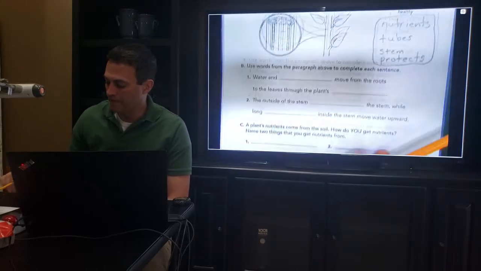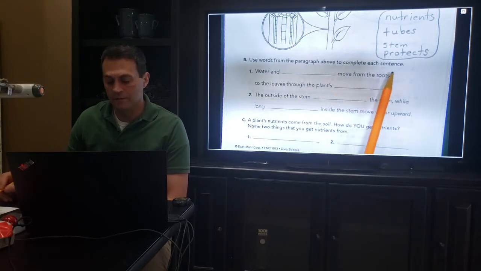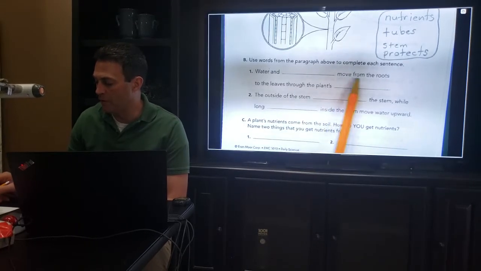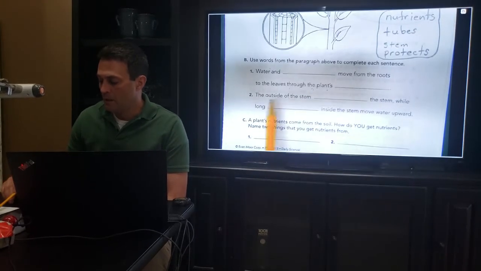So, all right. Use words from the paragraph above to complete each sentence. Water and blank move from the roots to the leaves through the plant's blank. Number 2.